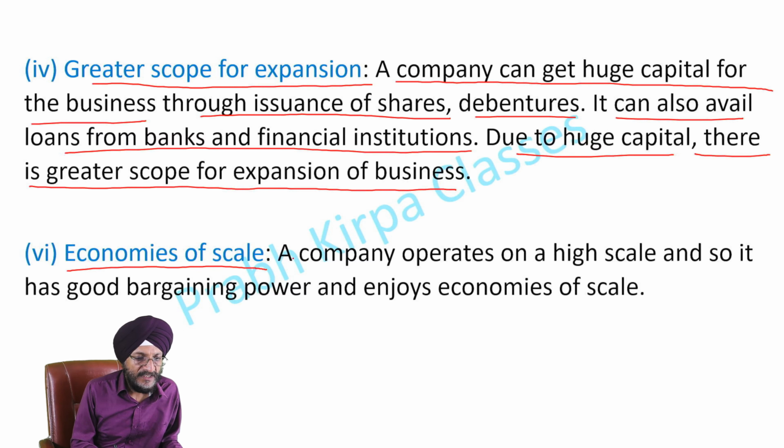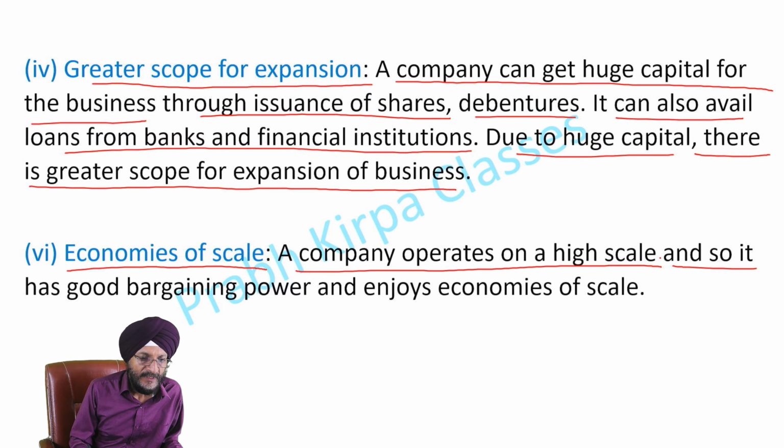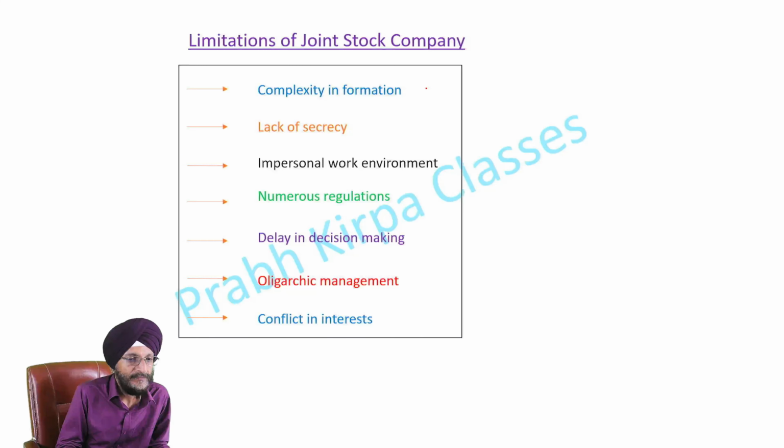Next feature is economies of scale. A company operates on a high scale, and so it has good bargaining power and enjoys economies of scale.